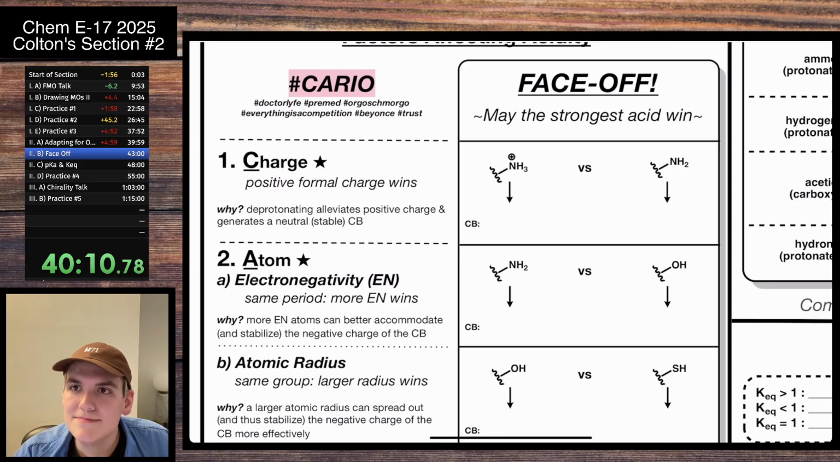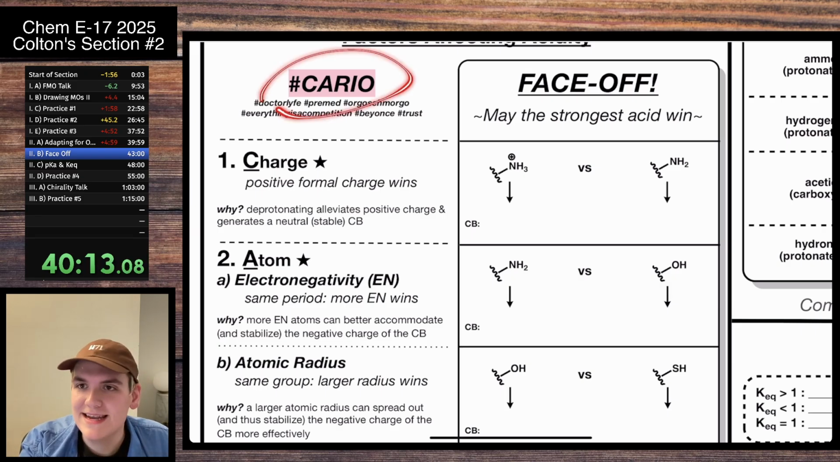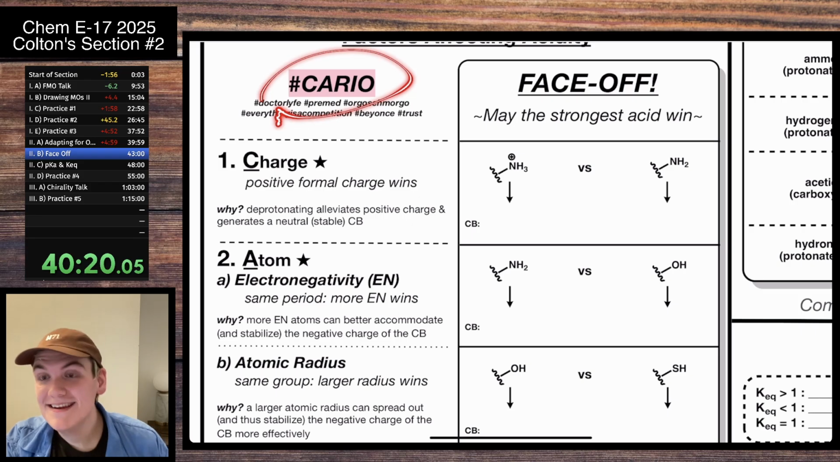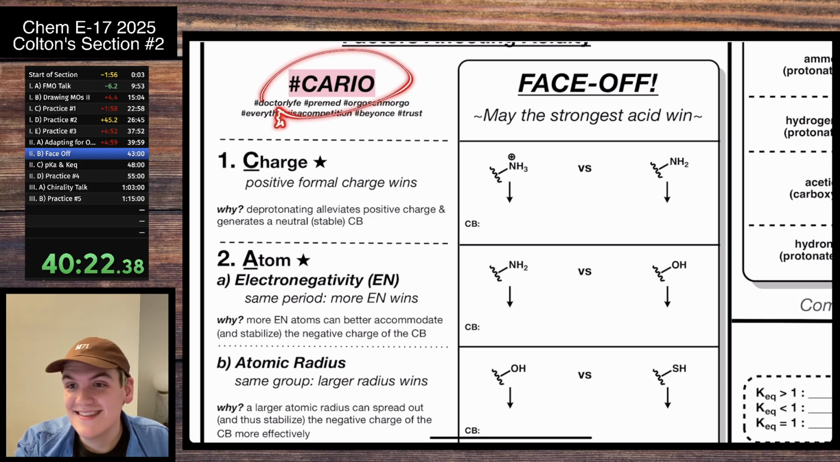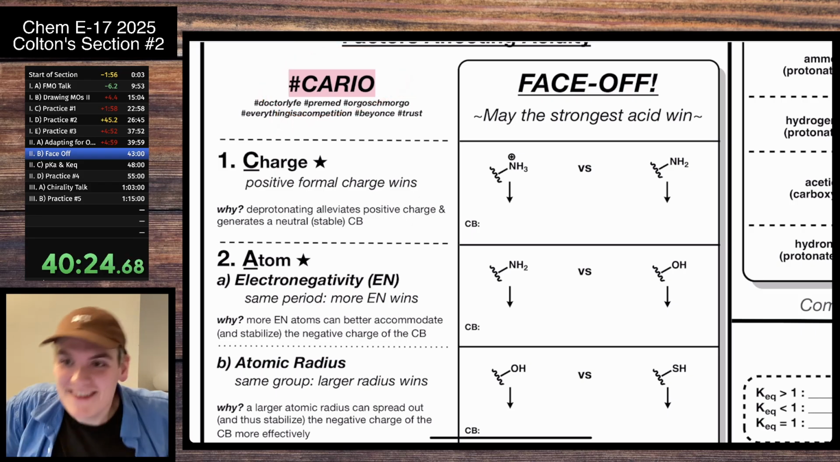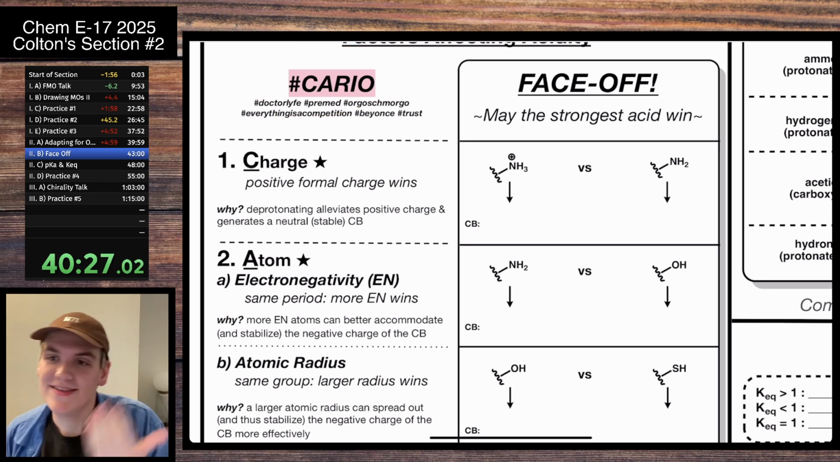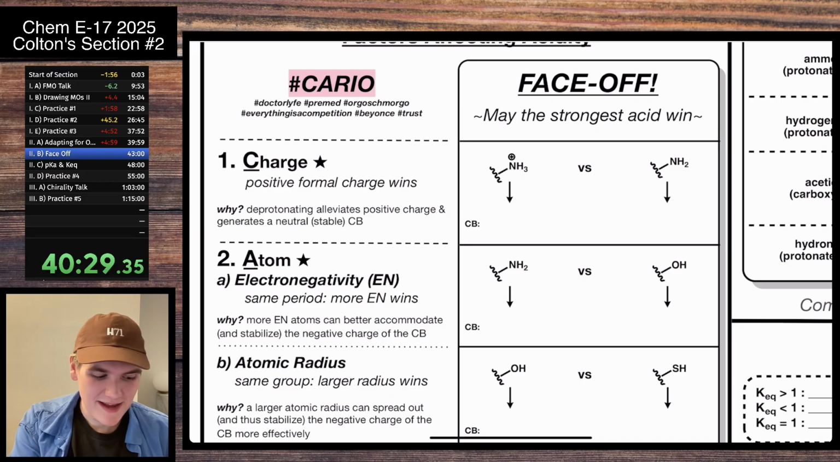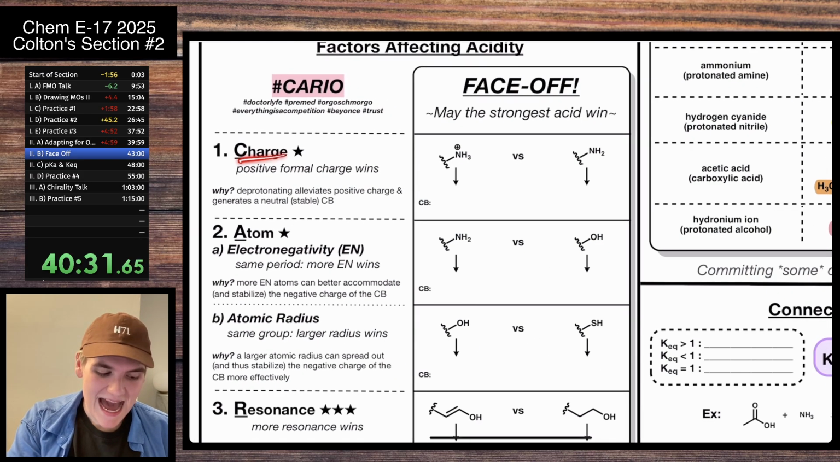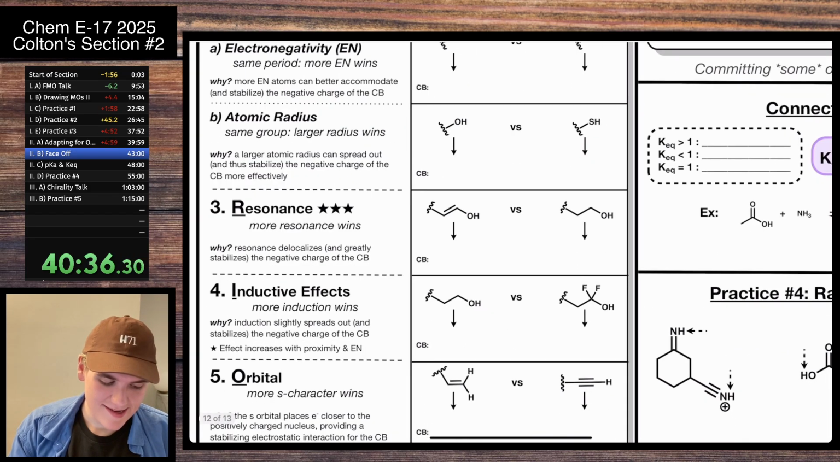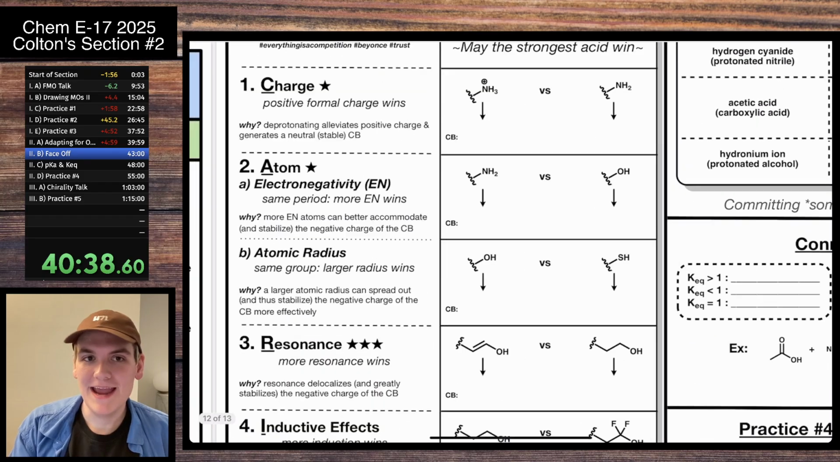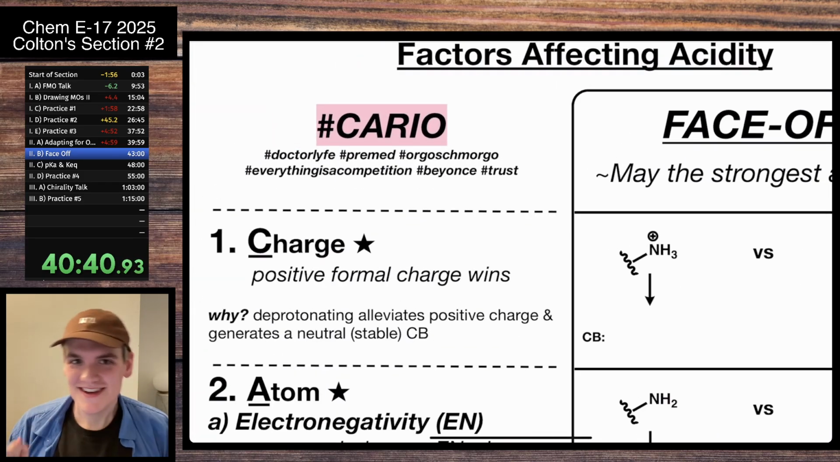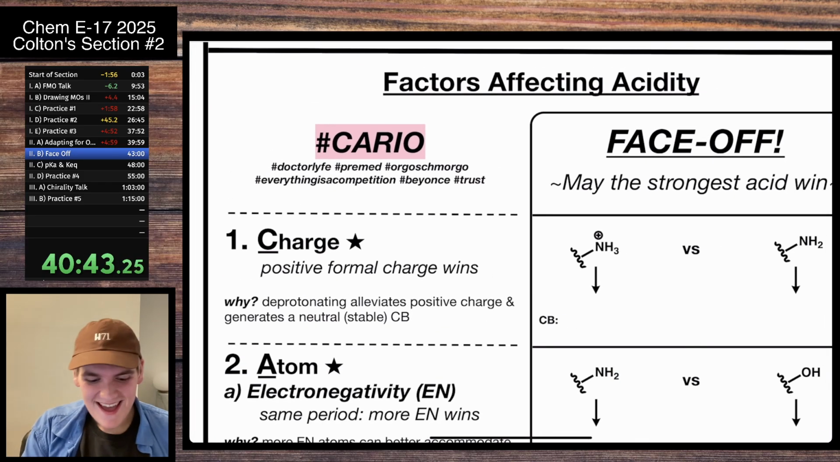Now, I don't know, did Serenia mention CARIO as an acronym for these trends in lecture? I don't think she did. And if she didn't, that's fine. Honestly, I hate it, but it's so pre-med, one of those pre-med, oh, my CARIO, my acidity factors. It's a way to remember all the different factors that affect acidity. So CARIO stands for charge, atom effects with electronegativity and atomic radius. R is resonance, I is induction, O is orbital effects. So CARIO is the phone. Hashtag Dr. Life, hashtag pre-med, hashtag Orgo Schmorgo.